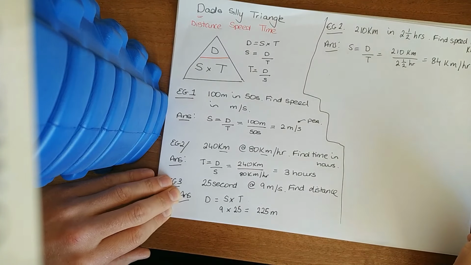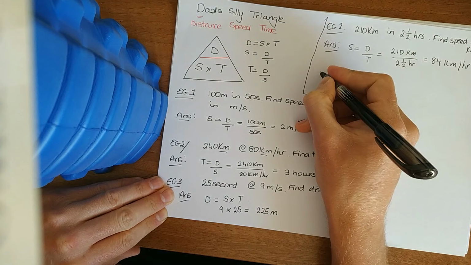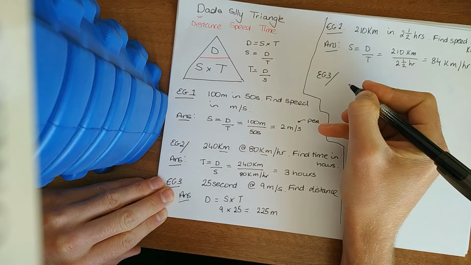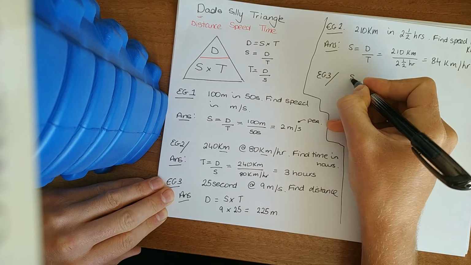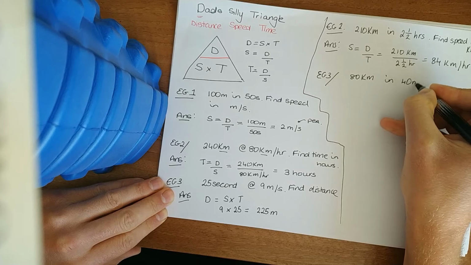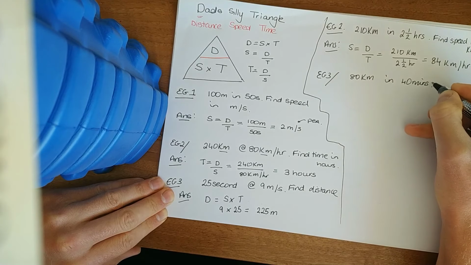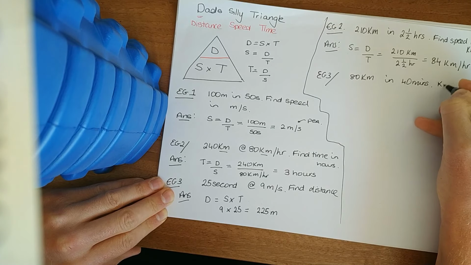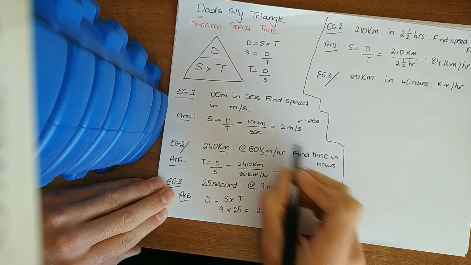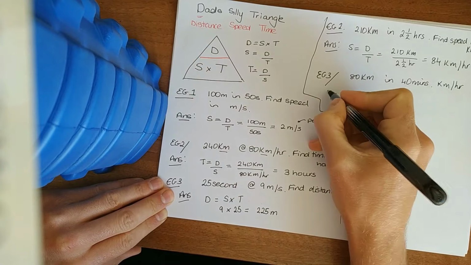Another one I see here is like number 3 on that slide. A man drives 80 kilometers in 40 minutes. But here they've asked you for the speed in kilometers per hour. Now we're in minutes. But I would tee it up the same. They've asked me for speed. Speed is distance over time.